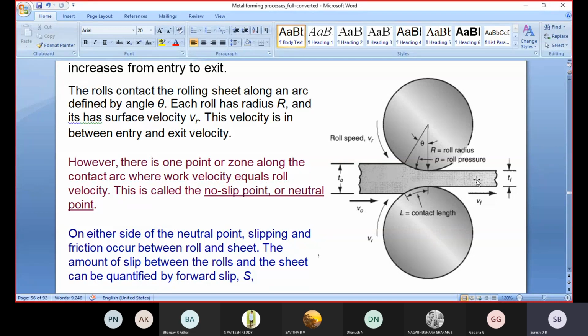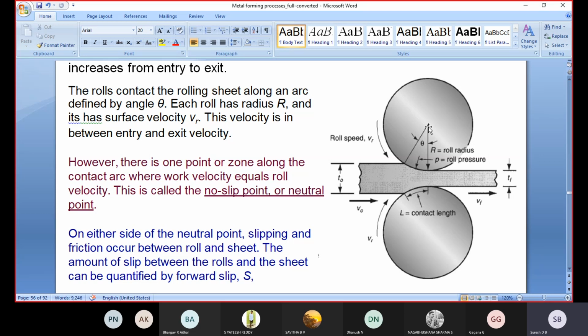Here, the contact of both the top roller and the bottom roller is very important. Only a small portion of contact exists between both rollers and the raw material. Due to this smaller contact, this particular portion is called the length of arc of contact between the rollers and the workpiece material. Both rollers rotate in opposite directions.